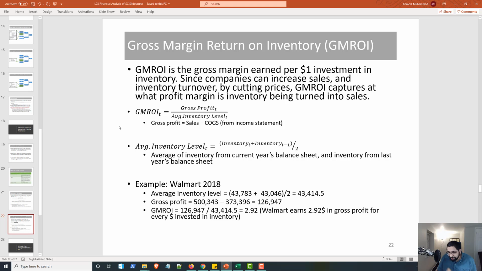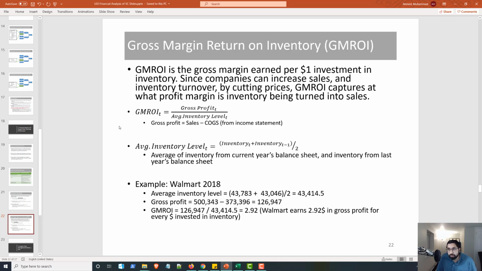GMROI is very commonly used in the retail industry to compare. You can calculate it for different retail stores, for different geographic areas, for different product categories. Okay, if you're a retailer, you can say of shoes, women's fashion shoes give me a lot of GMROI, and men's work boots don't give me any GMROI. They don't like to buy the newest style. They buy the same old black shoe all the time.